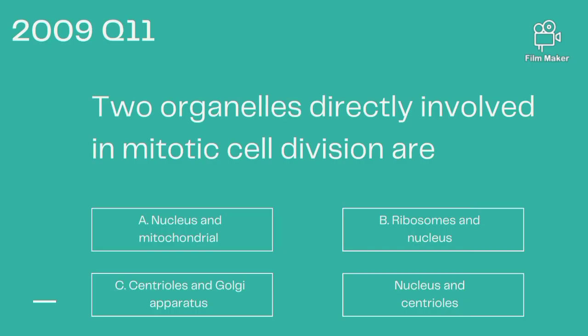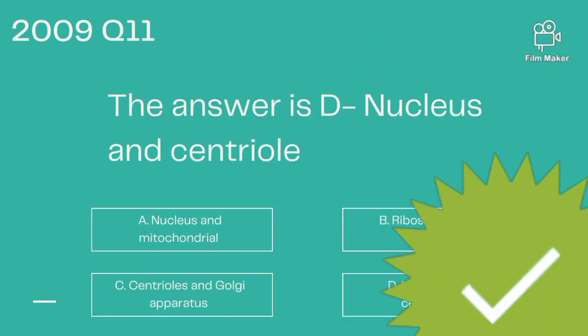The next question is question 11 from 2009, and it says, two organelles directly involved in mitotic cell division are A. Nucleus and mitochondria, B. Ribosomes and nucleus, C. Centriole and Golgi apparatus, D. Nucleus and centriole. Look at the pair of organelles critically and pick your answer. The correct option is option D, nucleus and centriole.